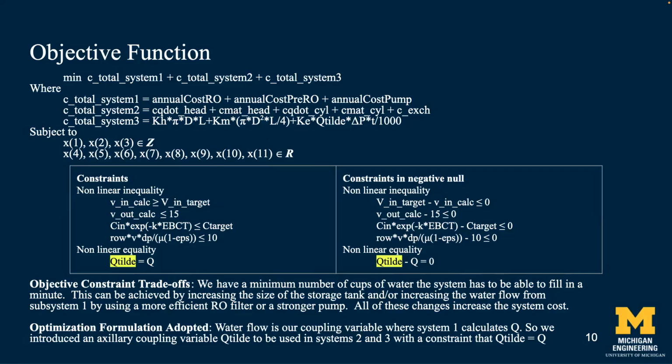Our system has to be able to fill 5 cups of water within a minute. There are different ways to achieve this, such as increasing the tank storage size or increasing the water flow from subsystem 1 by either choosing a more efficient reverse osmosis filter or a stronger pump. However, all of those increase the total cost of our system.